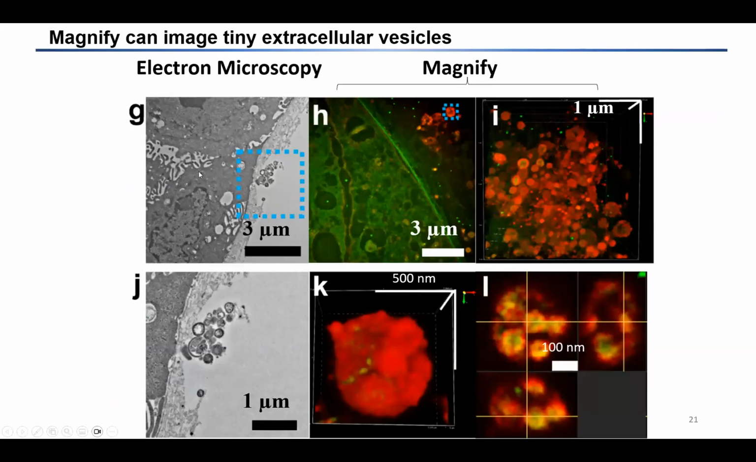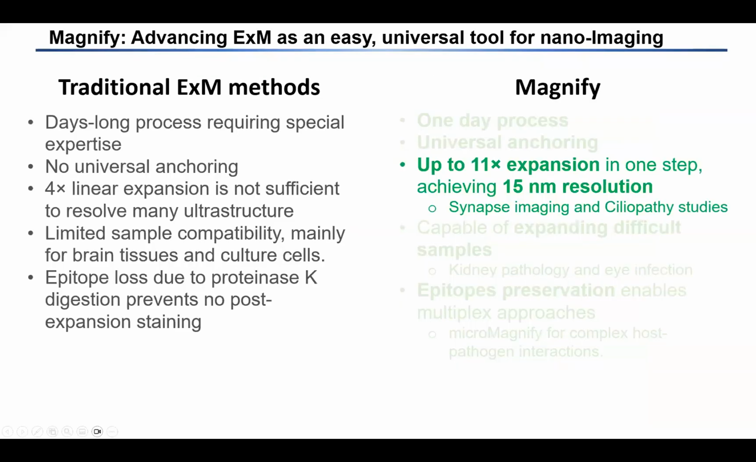So on the left side, this is the EM image, right? So you can see the clusters of the EVs on the EM. But now with Magnify, not only can you see them, but you can also establish the 3D reconstruction of the clusters. Not only that, you can even optically section the EVs, so you can actually see the complex structures inside those EVs.